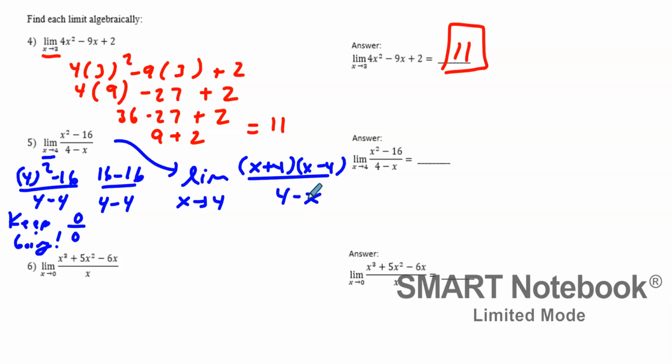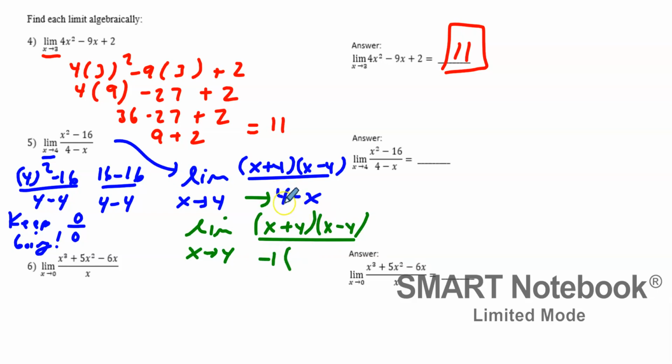Now it's really tempting to cross out these two right now, but they're not actually the same because this x is positive, this x is negative, this 4 is negative, this 4 is positive. However, if I looked at the denominator and thought about taking out a greatest common factor of -1, so if I was finding the limit as x is approaching 4, the numerator stays the same, but if I took out a GCF of -1, the 4 would become negative, and the x would become positive, so this also becomes x minus 4.